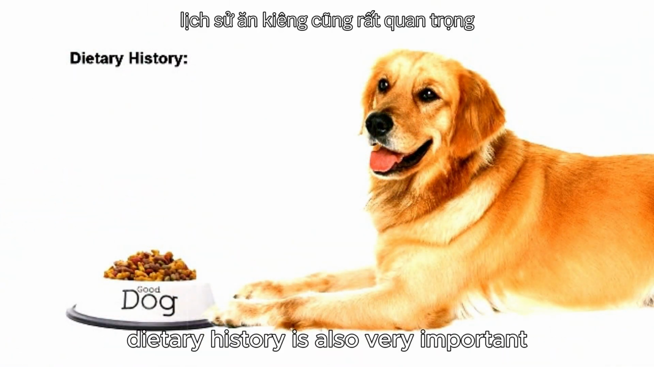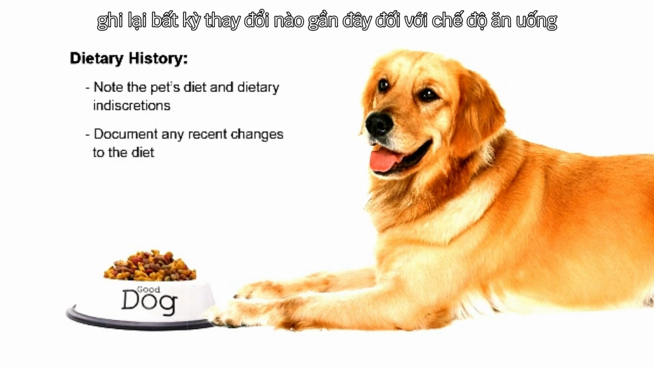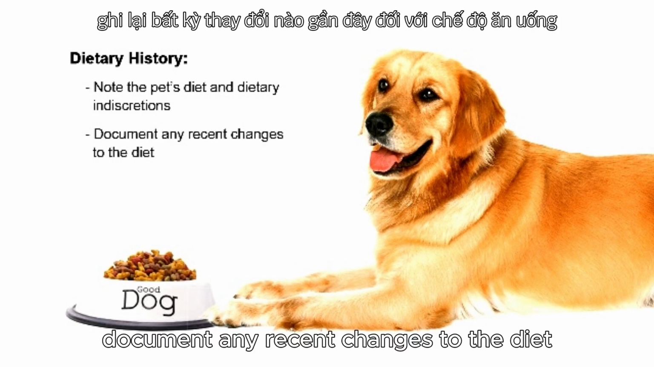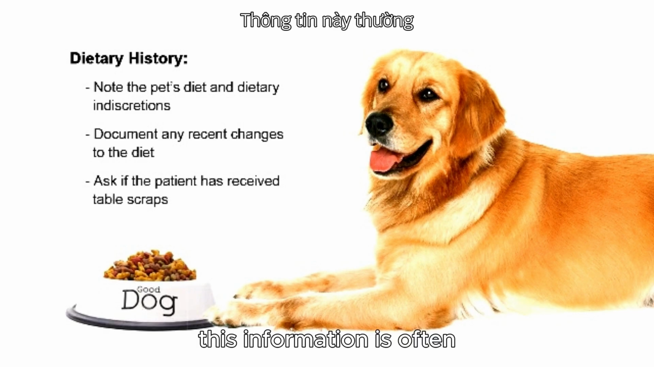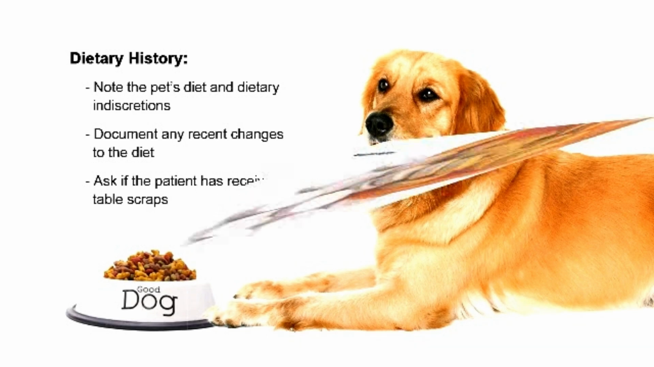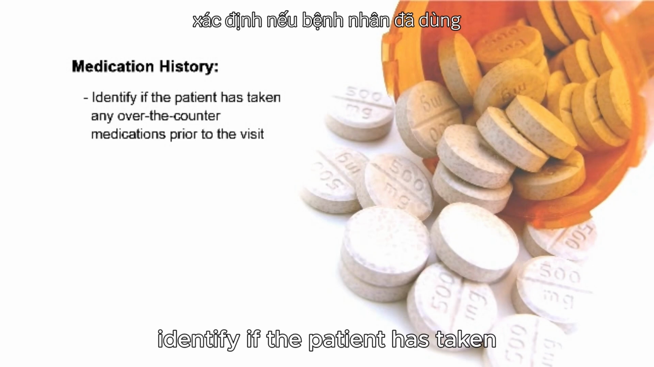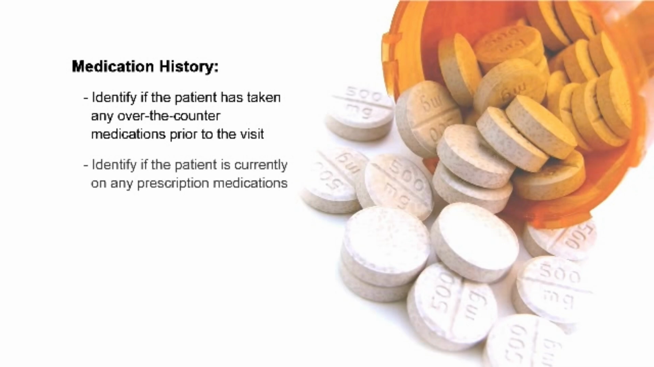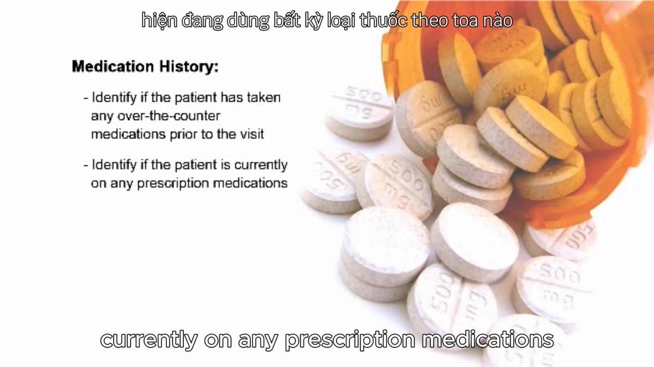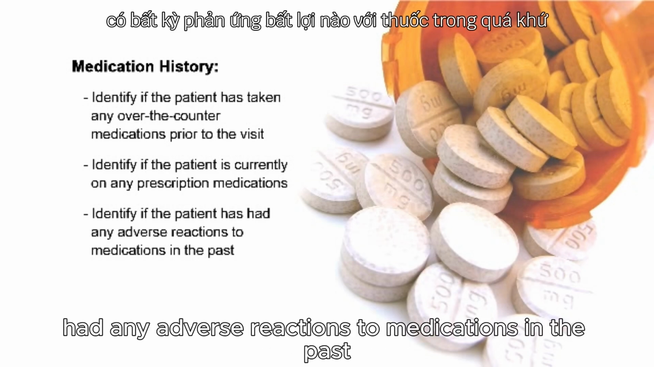Dietary history is also very important. Note the pet's diet and dietary indiscretions. Document any recent changes to the diet and whether the pet has received table scraps. This information is often critical to a thorough patient history. Medication history is also important. Identify if the patient has taken any over-the-counter medications prior to the visit. Note if the patient is currently on any prescription medications. Identify if the patient has had any adverse reactions to medications in the past.